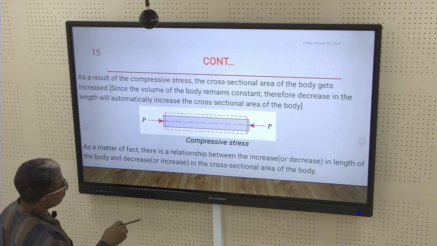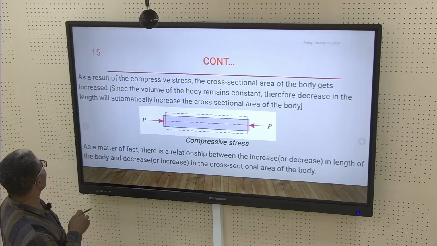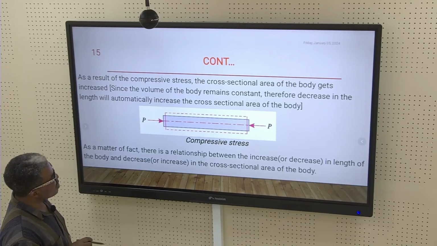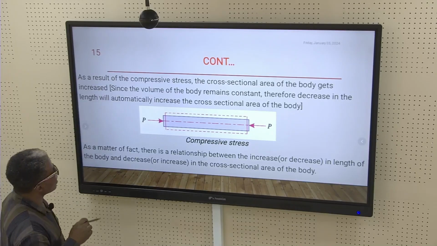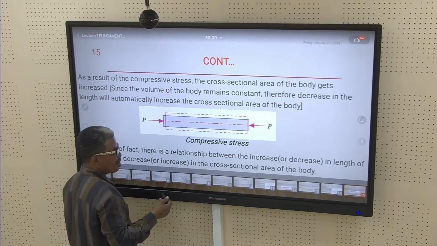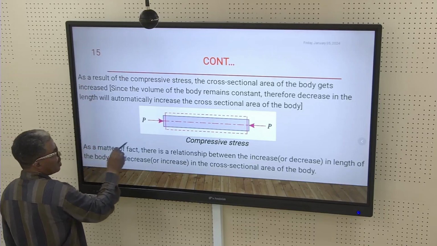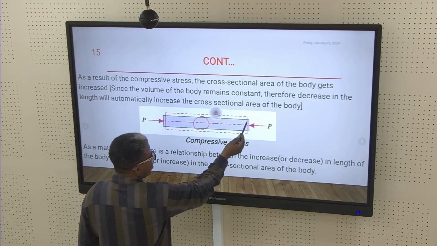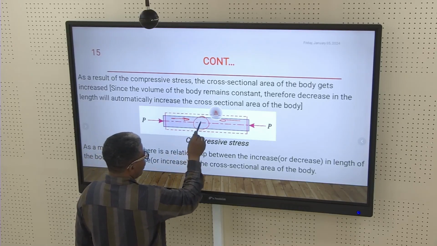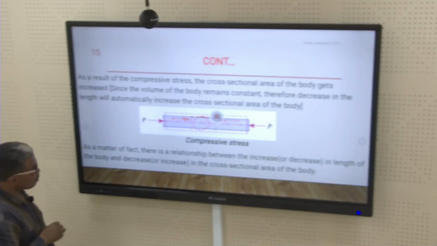So for more explanation of how this compressive stress can be elaborated, as a result of the compressive stress, the cross-sectional area of the body gets increased since the volume of the body remains constant. Therefore, the decrease in the length will automatically increase the cross-sectional area of the body. As you can see, the forces for both ends are pushing towards the center. So of course, the cross-section area will tend to increase because the material of the body will be squeezed, will be pushed toward this center. So automatically we can see that there is increase in size at the middle, that is compressive stress.